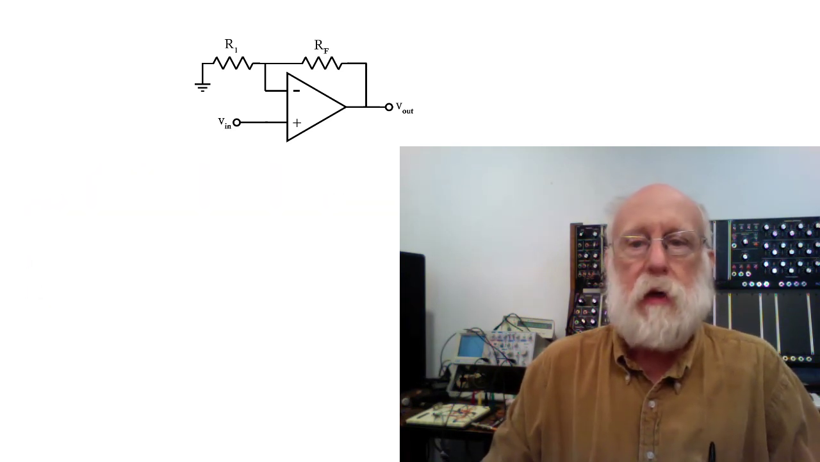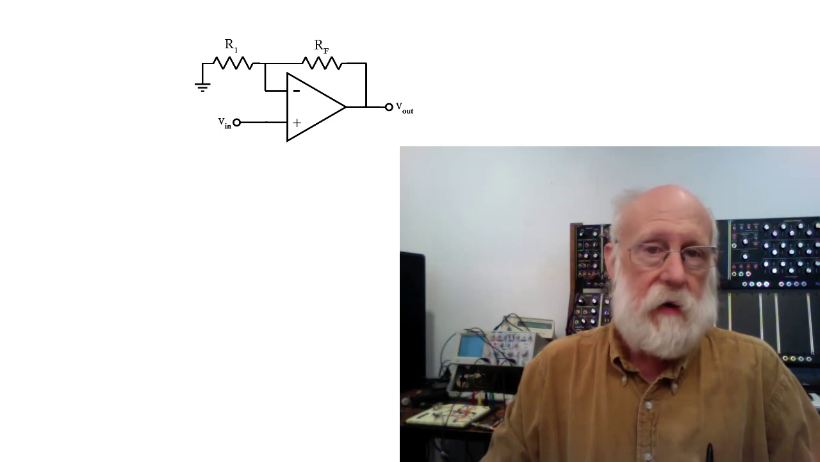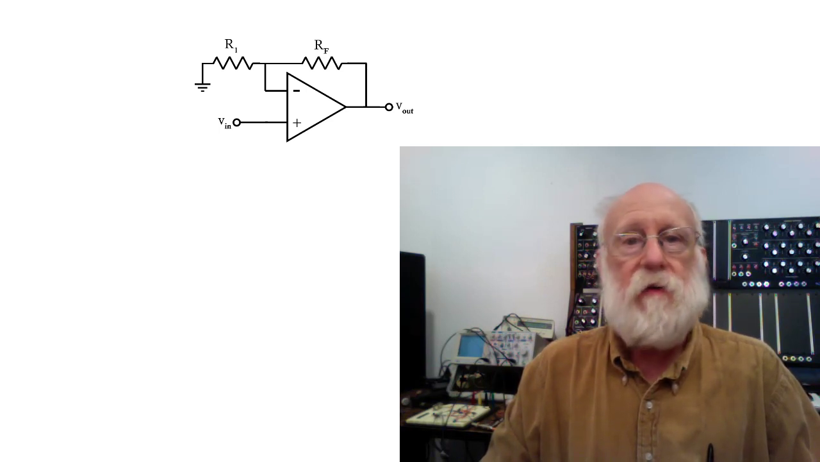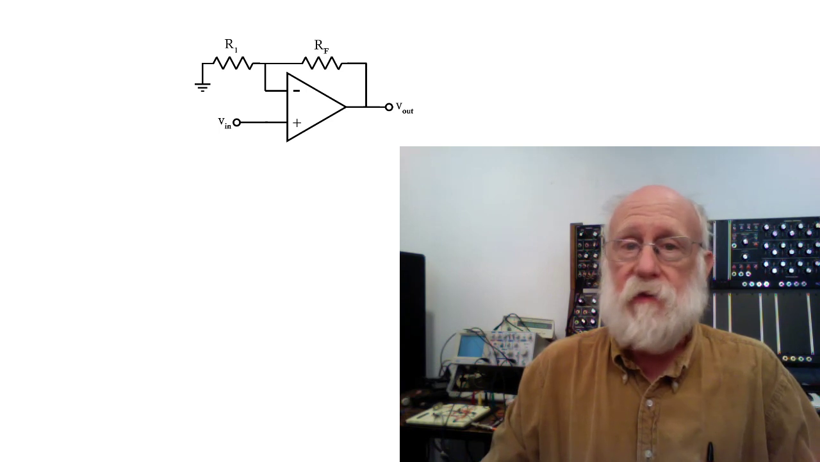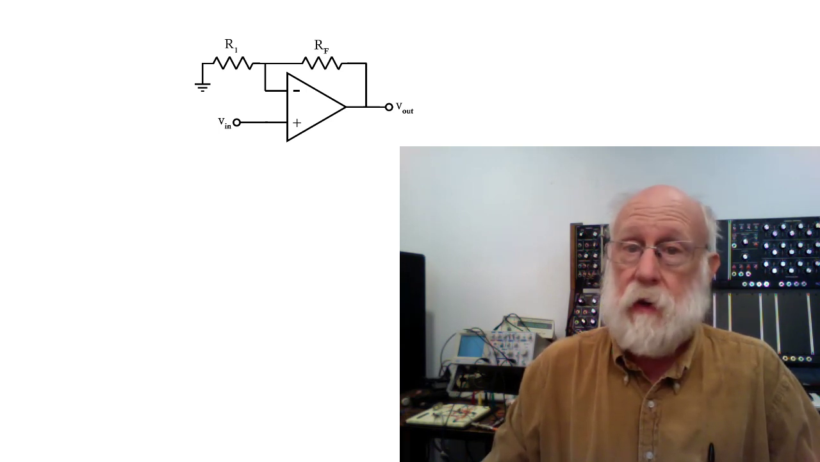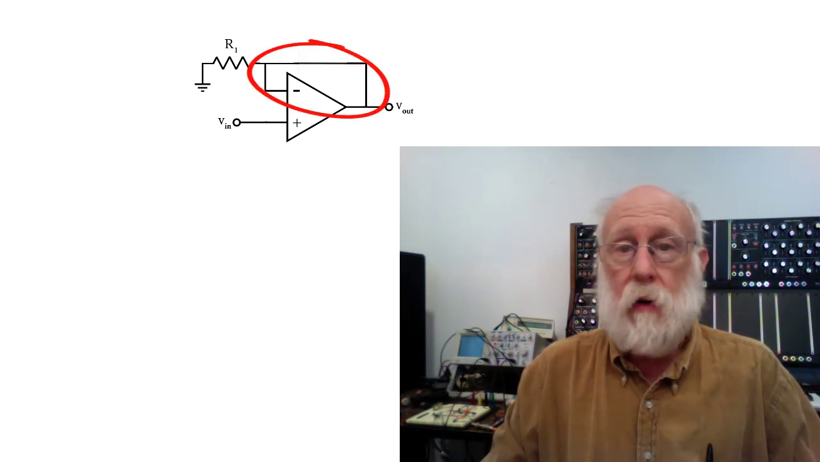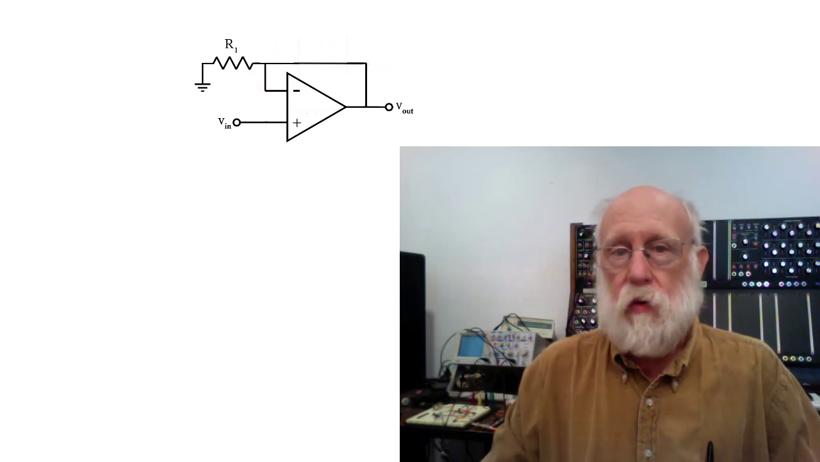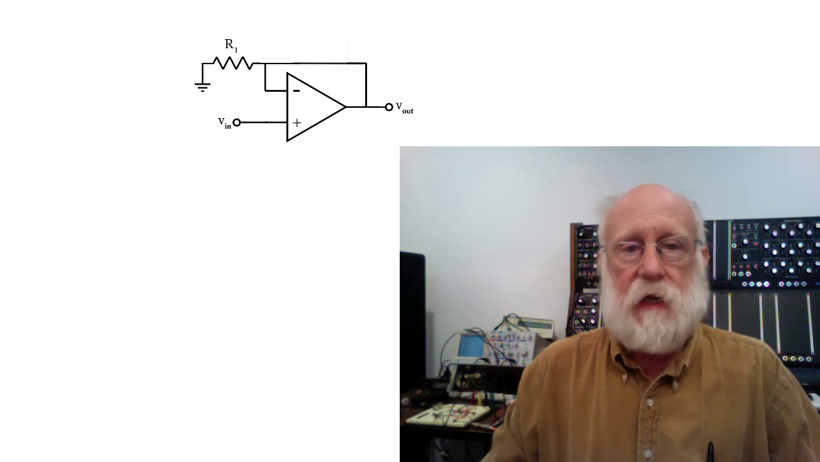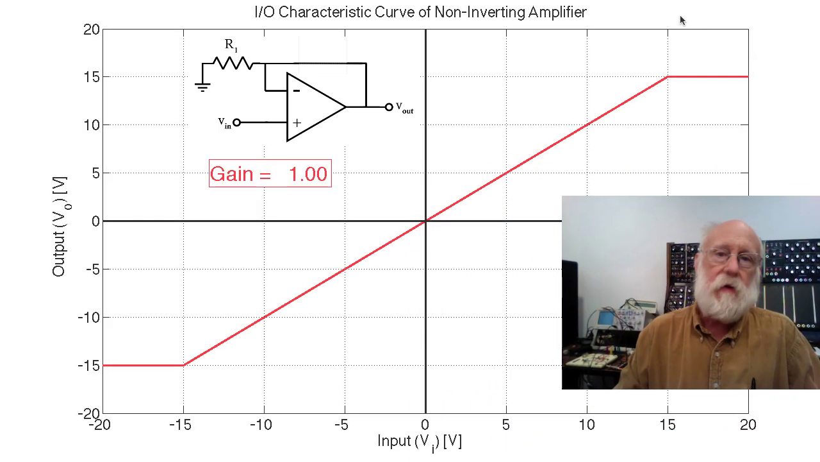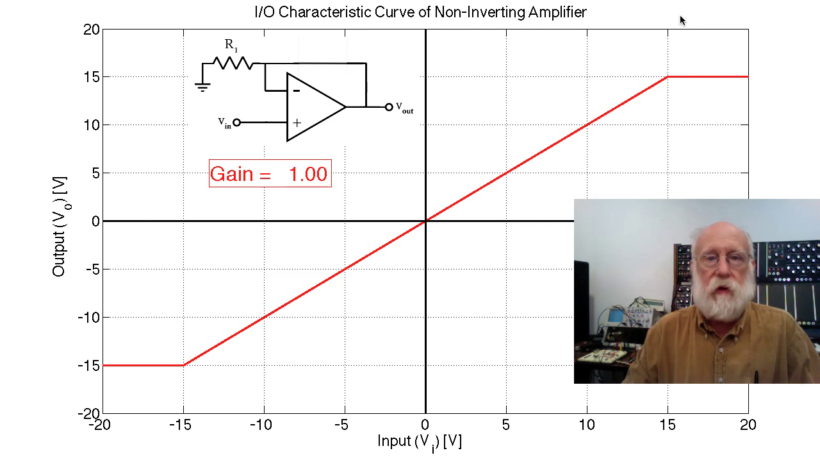Let's begin by looking at the I/O characteristic curve of this simple amplifier, and we're going to start with a gain of 1. For a non-inverting amplifier with a gain of 1, the feedback resistance is 0. In other words, it's just a wire, or in other words, that's a voltage follower. As you increase the feedback resistance, the gain is going to go up. But first, let's look at the characteristic curve for a gain of 1 and talk about that briefly.